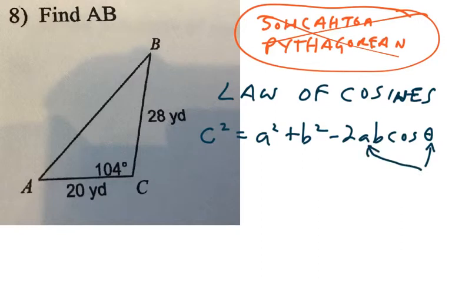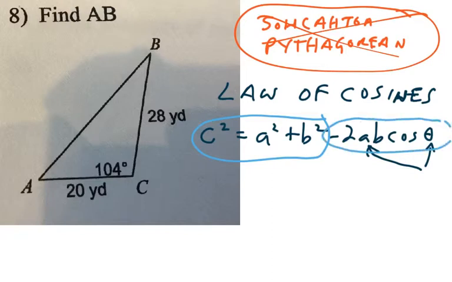Okay? Notice also again that the beginning part of it is Pythagorean theorem. And so we just have this adjustment here, minus 2ab cosine theta, to make it work. Okay? So, let's get right down to it.